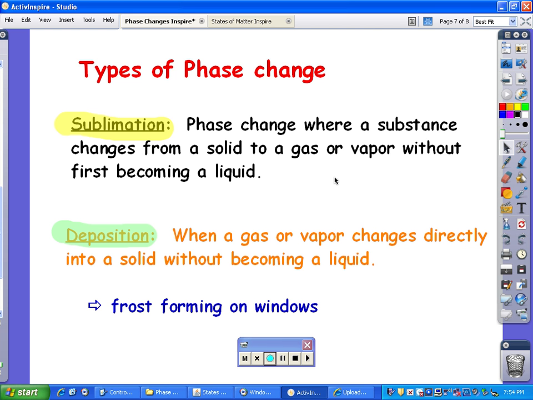Some other ones: sublimation and deposition. These are a little bit harder to understand because it's hard to, quote unquote, see them, but you actually can see them. You just don't see them on a day-to-day basis like you do melting. Sublimation is a phase change where a substance goes from solid to gas, skipping the liquid entirely. Dry ice is the most easily understood example of sublimation.